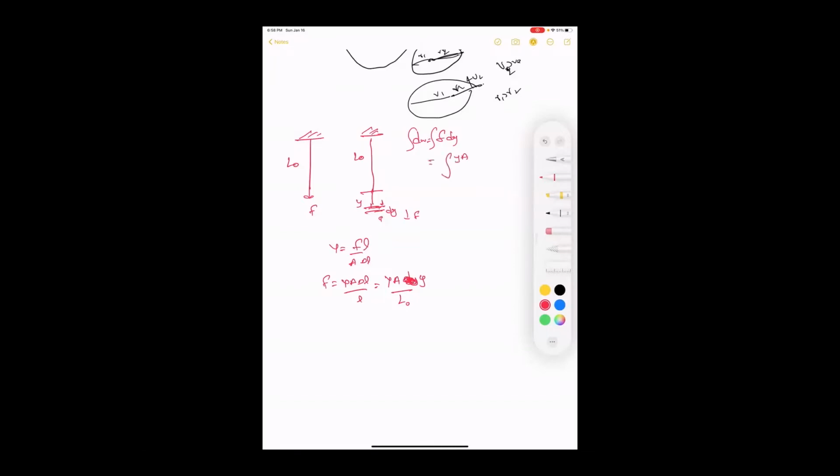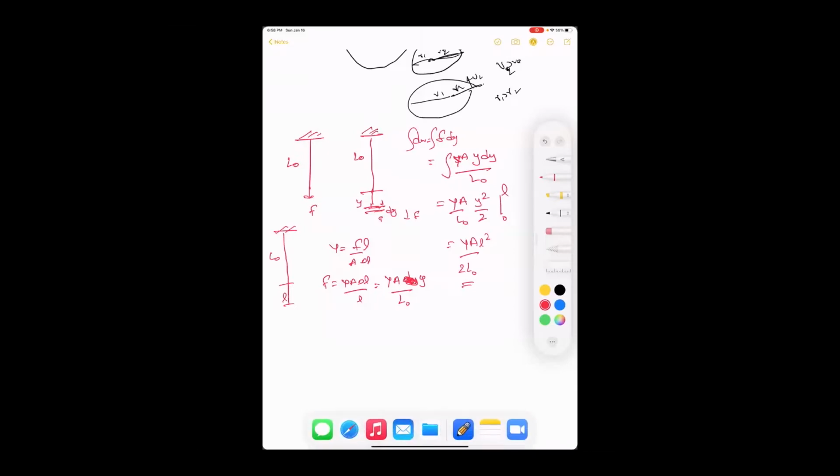Integral of Y A, Young's modulus into area, into small y into dy by L naught. Young's modulus A by L naught comes out. Integral y dy is y square by 2, from 0 to L. The limits: the wire got stretched from 0 to L. So finally, when the string gets elongated from L naught to L, the work done or energy stored is Y A by L naught into L square by 2. I hope you understood this. Y A L square by 2 L naught.